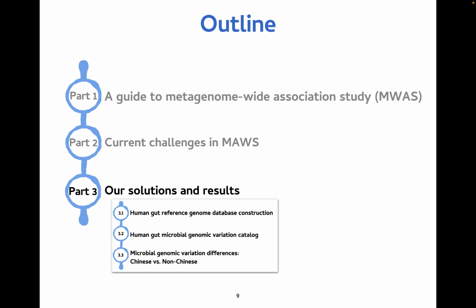Now we come to our solutions and results. Here are 3 sections to illustrate our solution and results. First, we construct a human gut reference genome database. Second, we construct a human gut microbial genomic variations catalog based on the reference genome database. Finally, we compared the microbial genetic variation differences between the Chinese population and the non-Chinese population based on the human gut microbial genetic variation catalog.